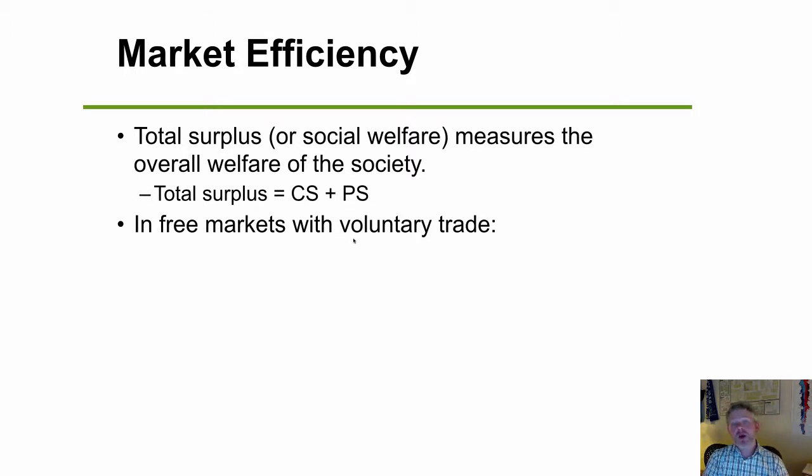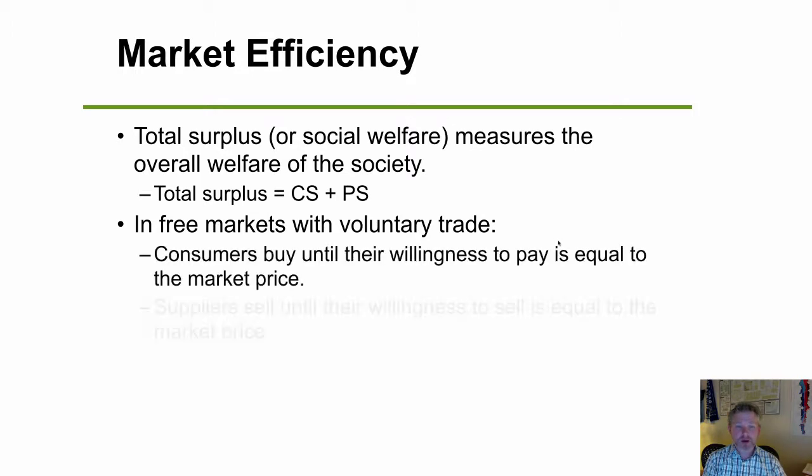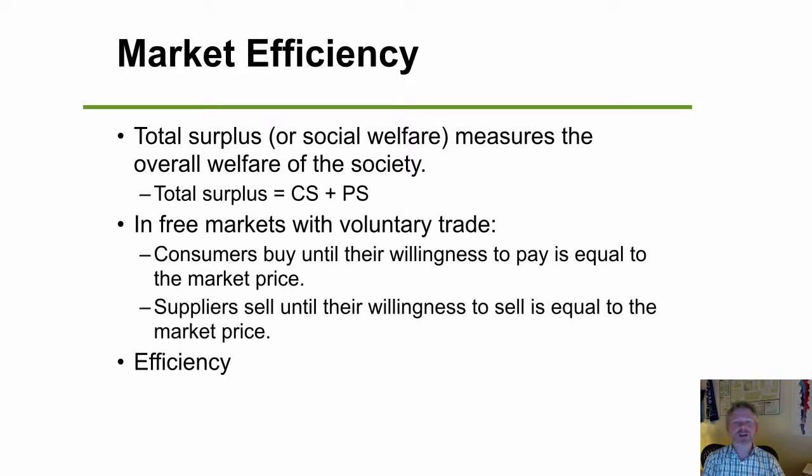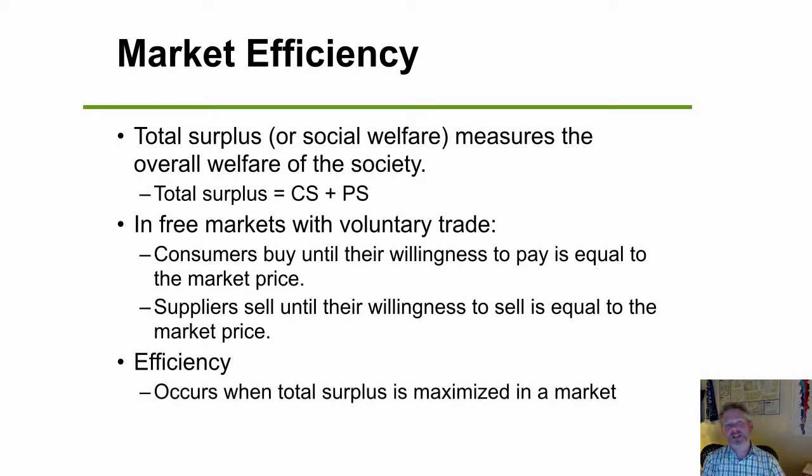So in free markets with voluntary trade, the kind that we've been illustrating with our perfect competition supply and demand model, consumers buy until their willingness to pay is equal to the market price. Suppliers will sell until their willingness to sell is equal to the market price. And this gives us efficiency. And it's a certain kind of efficiency. It's an efficiency called Pareto efficiency. And Pareto efficiency happens when you can't make someone better off without making someone worse off.